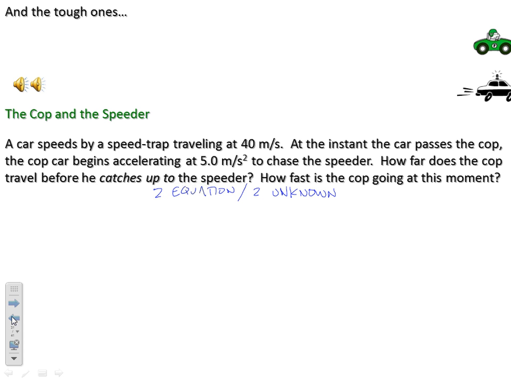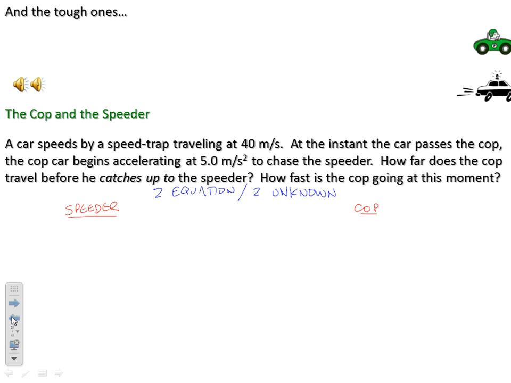And what I'm going to start doing is thinking generically about what we can say about the motion of each of these objects. I'm going to talk about the speeder, and I'm going to talk about the cop.